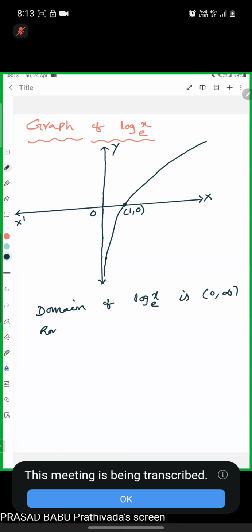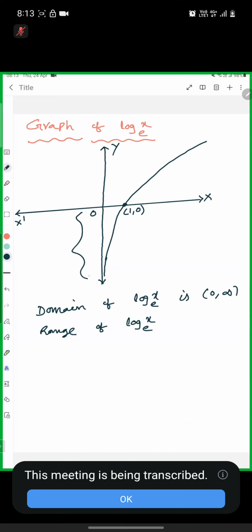And the range. Log x is defined only for positive x values, but log x value may be negative. Observe the graph of the logarithmic function. We have graph below the x-axis as well as above the x-axis. Above the x-axis, y is positive, y means log x to the base e. Below the x-axis, it is negative. That's why log x to the base e values vary from minus infinity to infinity. So range is R, but domain is 0 to infinity.